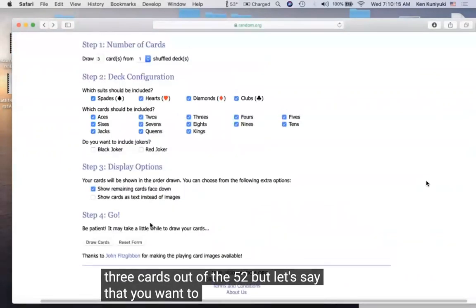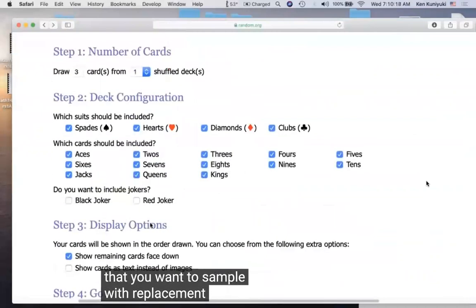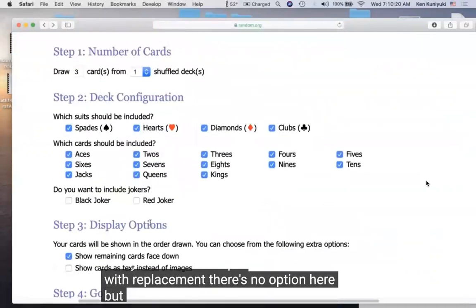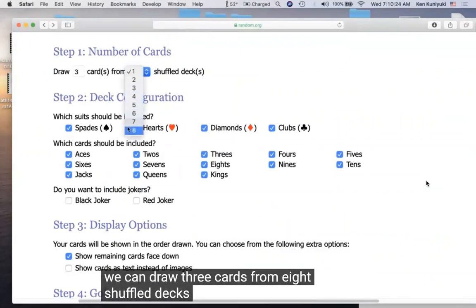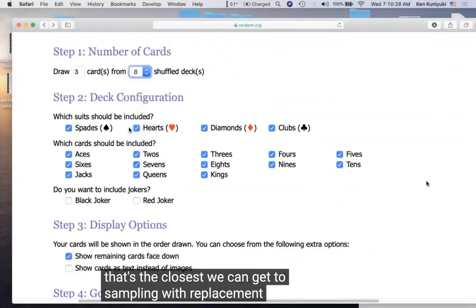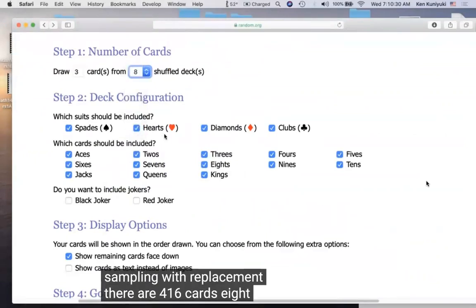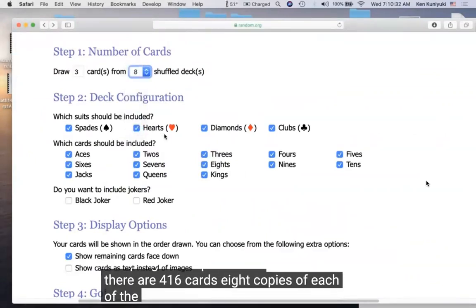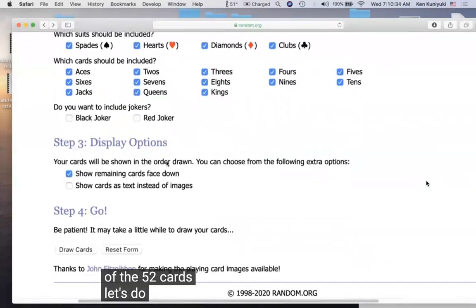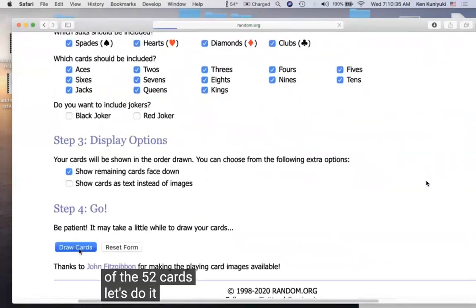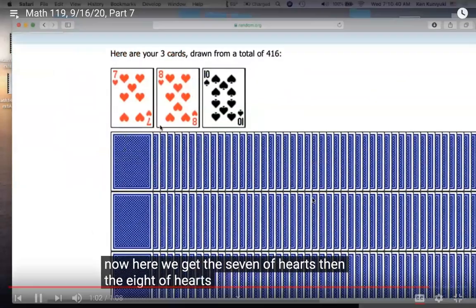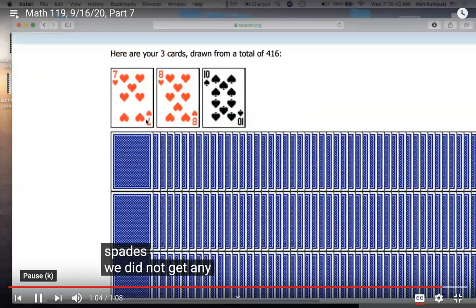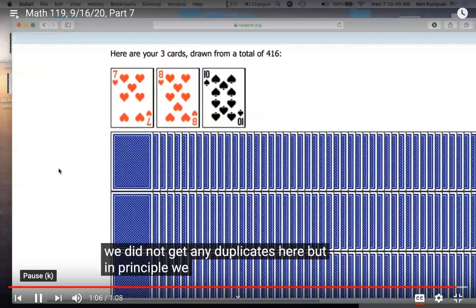But let's say that you want to sample with replacement. There's no option here, but we can draw 3 cards from 8 shuffled decks. That's the closest we can get to sampling with replacement. There are 416 cards, 8 copies of each of the 52 cards. Let's do it. Now here, we get the 7 of hearts, then the 8 of hearts, then the 10 of spades. We did not get any duplicates here, but in principle, we could have.